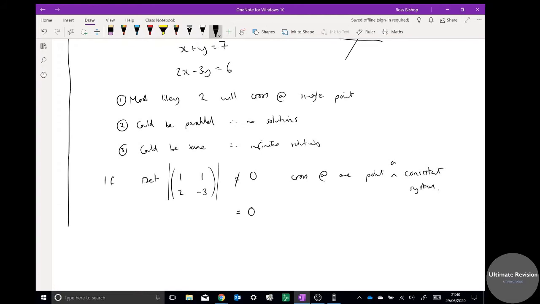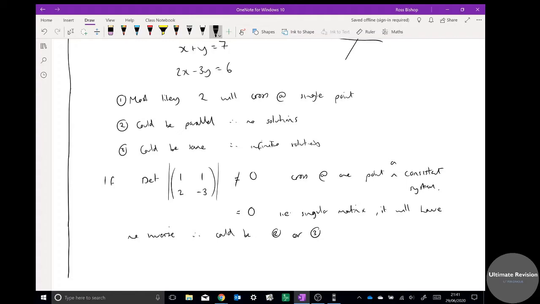But if the determinant does equal 0, i.e. it's a singular matrix, remember, it will have no inverse, and therefore it could be 2 or 3. So it could be parallel, or it could be the same with infinitely many solutions. And you'd have to have a look at the equations.